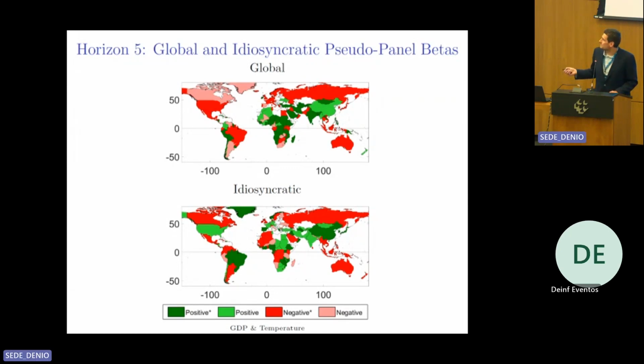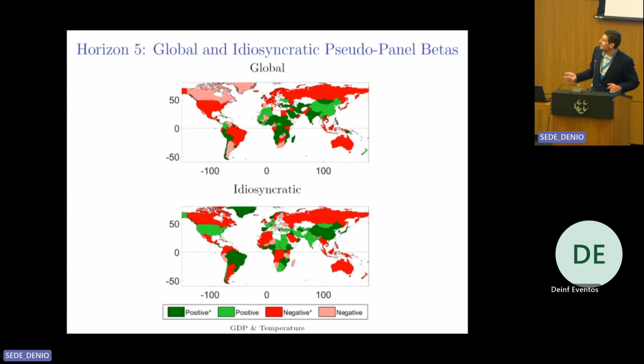If you look again, some of these are similar to horizon 0. Brazil is going to be negative here. If you look down to the idiosyncratic at the next ones here, Brazil is going to be positive. Again, showing these kind of switched signs in here. And so I think the main takeaways here, just looking at this visually, we can see that there's substantial heterogeneity in these responses, for global and idiosyncratic temperature variation.